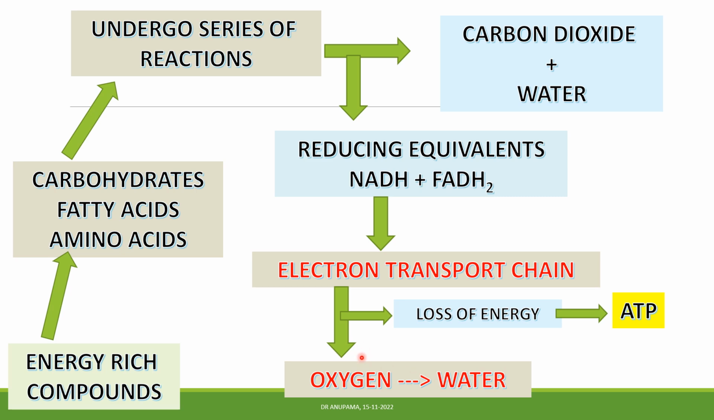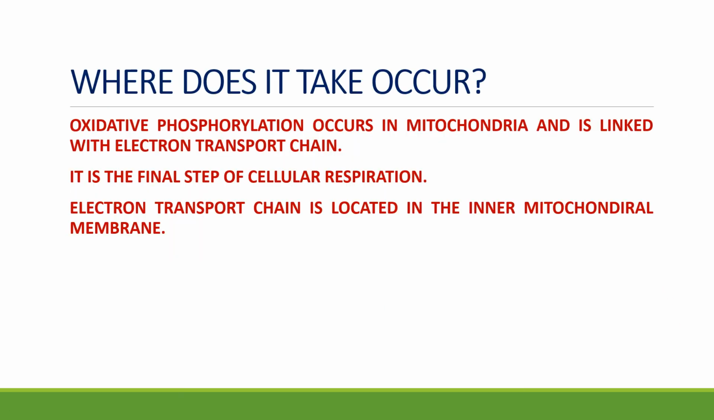Towards the end, the hydrogen and electrons are transferred to oxygen, which is the electron acceptor, and finally water is produced. Our interest is how ATP is synthesized. Now the question comes, where does it occur? Oxidative phosphorylation occurs in the mitochondria, and there itself it is linked with the electron transport chain.